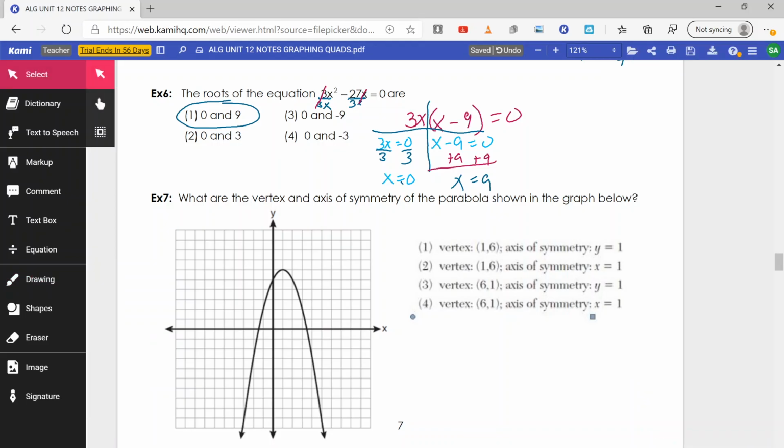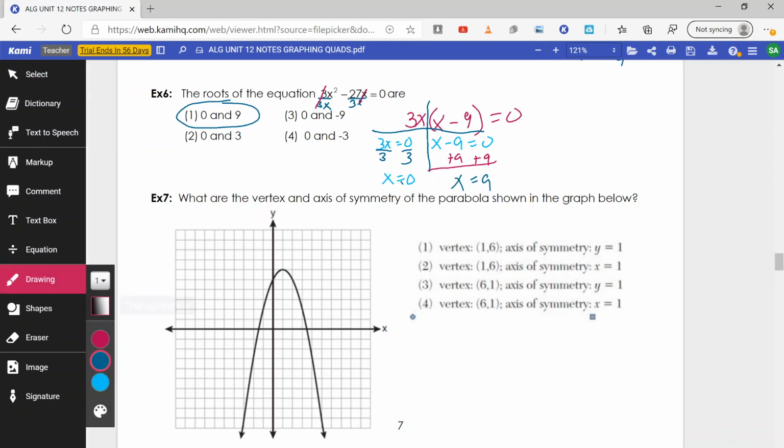What's the vertex and axis of symmetry? Well, vertex is the turning point, the very tip top or the very bottom of it. In this case, we have a maximum. So maximum is right there. So the point, I go right 1 and up 1, 2, 3, 4, 5, 6. So the vertex is 1, 6. So 3 and 4 are gone.